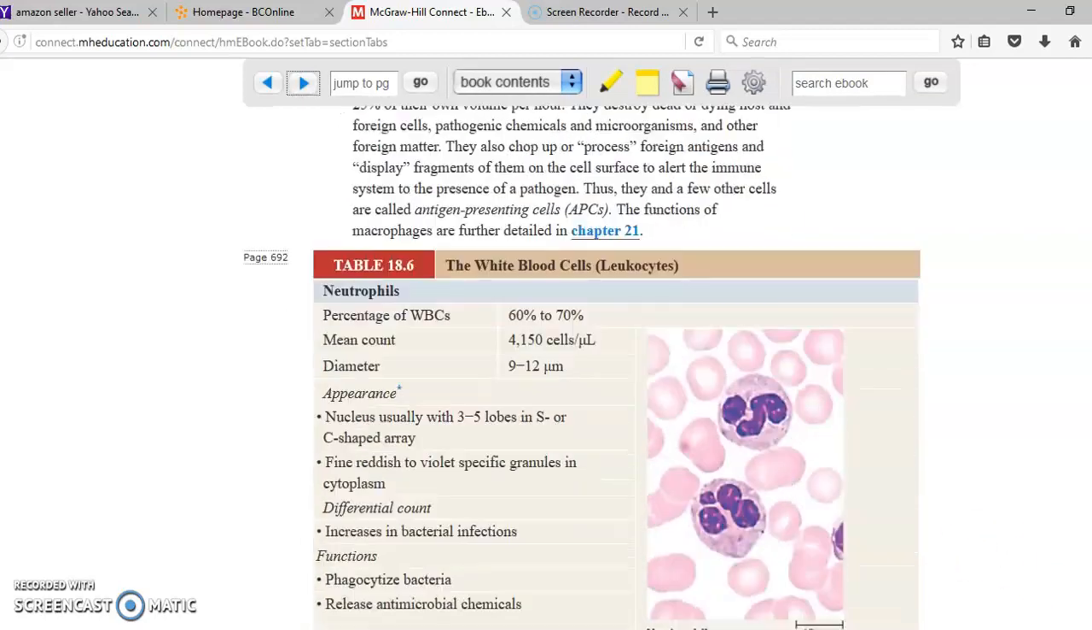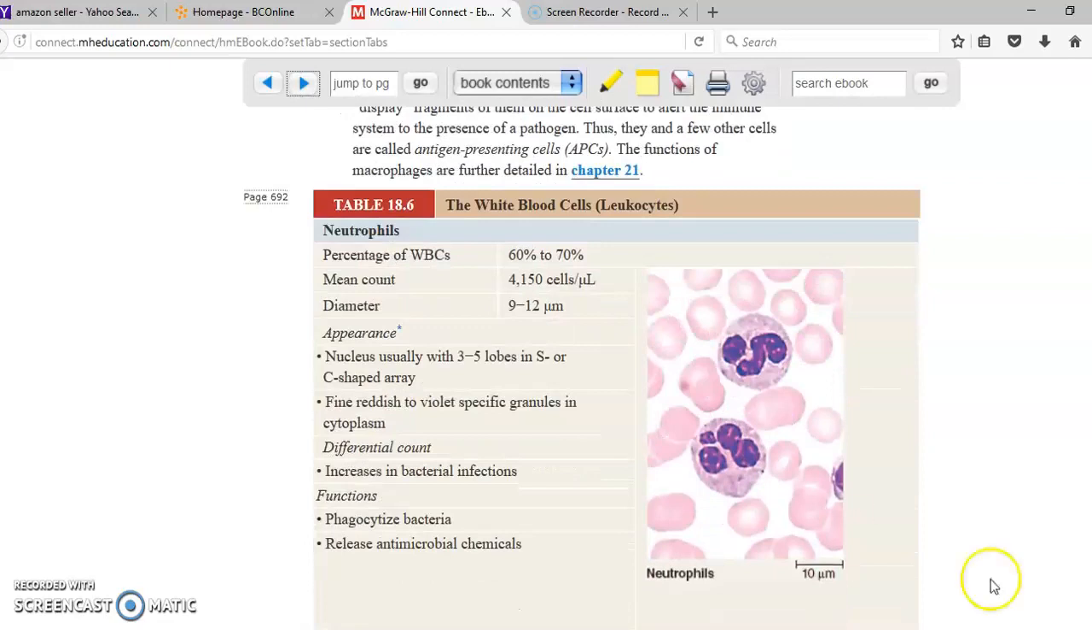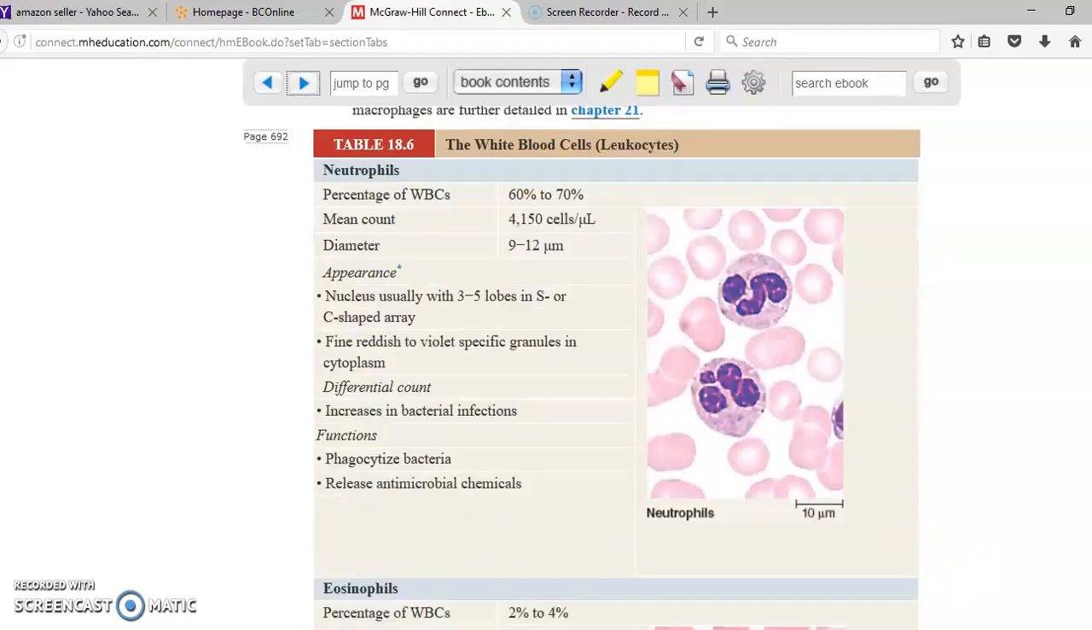If we look at the table, the first one that we have in here is going to be the neutrophil. A couple of characteristics regarding the neutrophils is that they are the most abundant white blood cell that you're going to find in the blood smear. As for their function, they phagocytize bacteria and release antimicrobial chemicals. These chemicals are the ones that you're going to find in the granules.